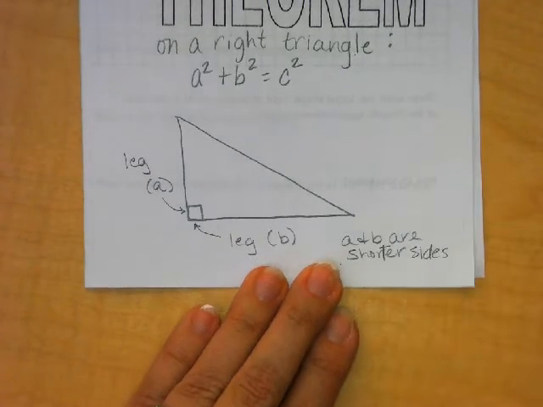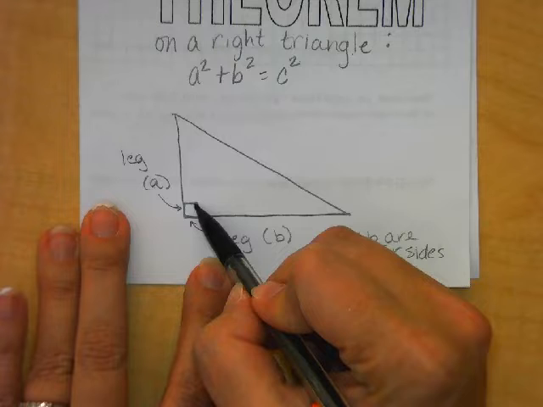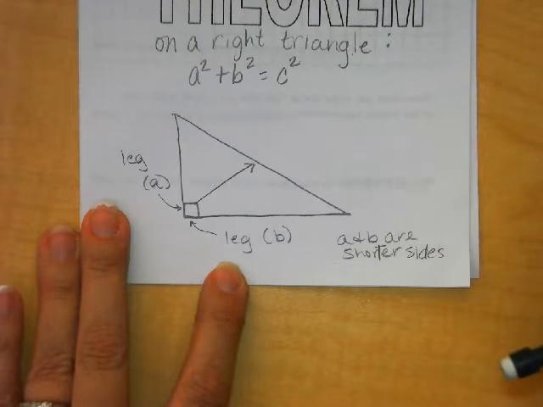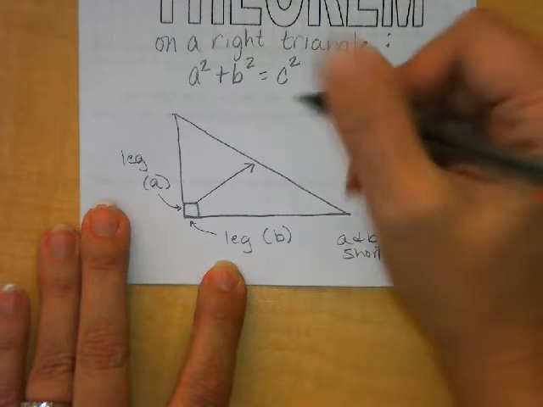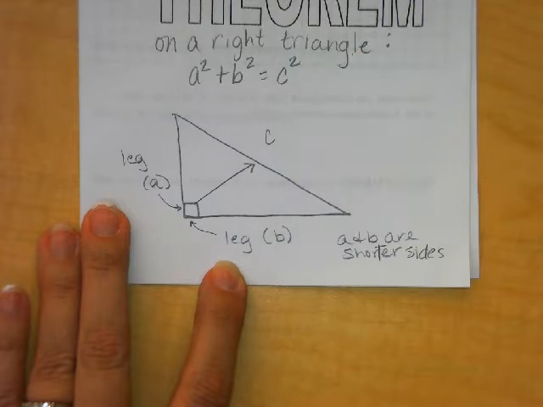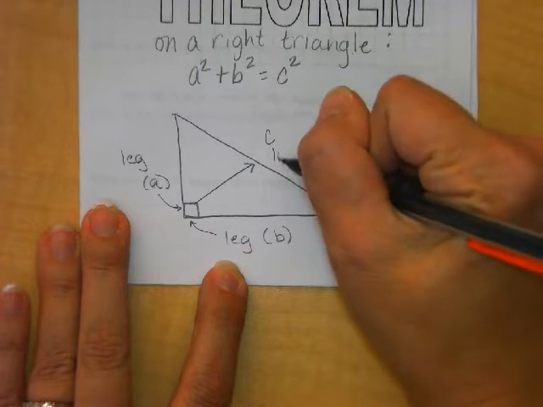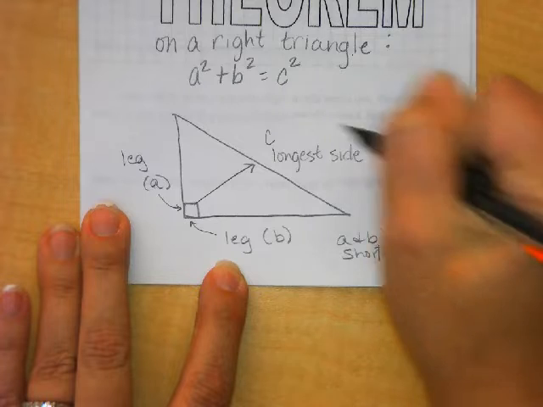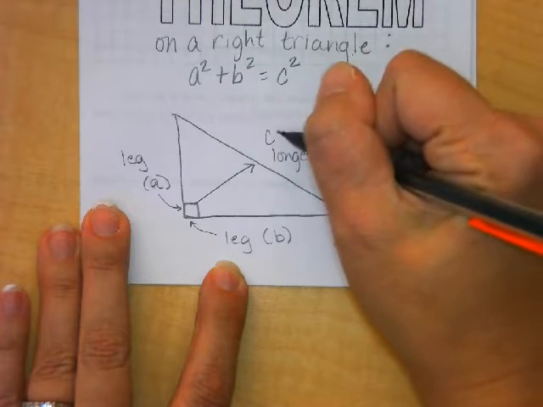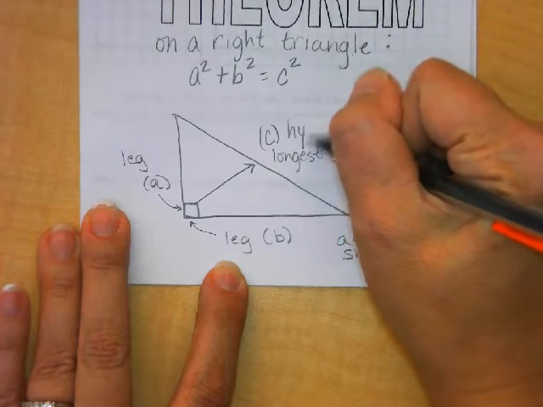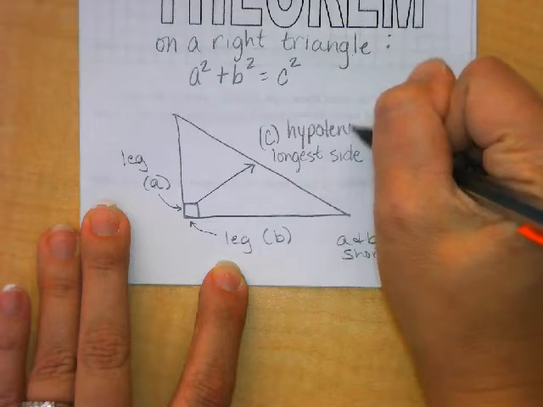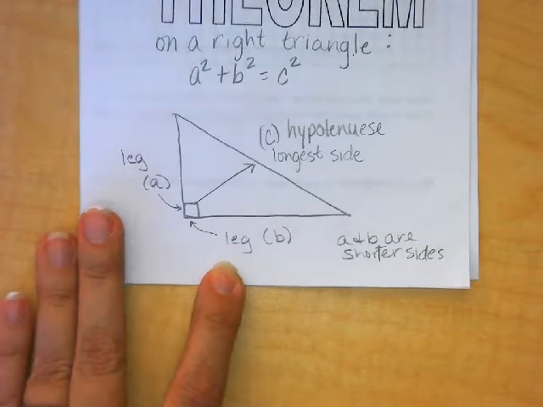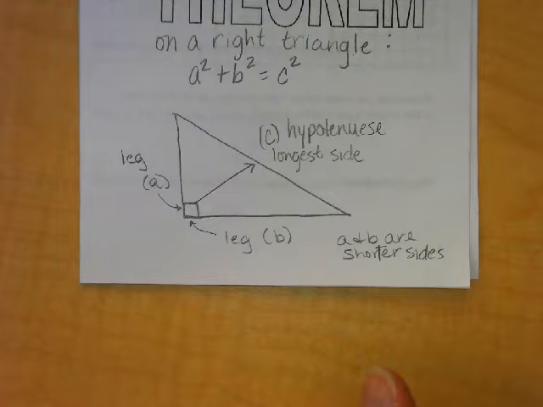Okay? The side across from the right angle, okay, doesn't touch the right angle. This is your C. This is your longest side, and it is called the hypotenuse. Okay? Kind of a long word.